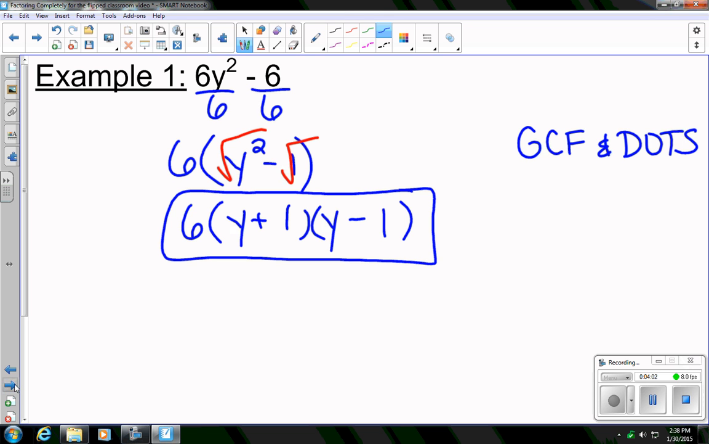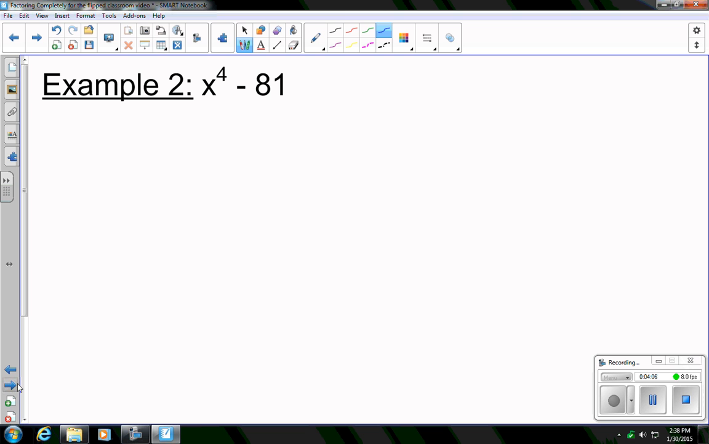Okay? So let's move on to example 2. X to the 4th minus 81. First thing you check for is a GCF. Neither of these two have the same thing to be divided by. So because we have two terms, we go to DOTS, or difference of two perfect squares.